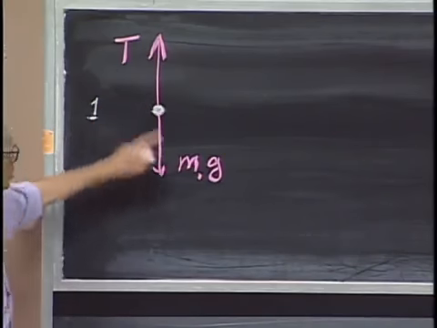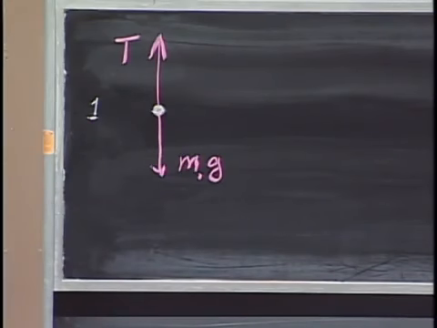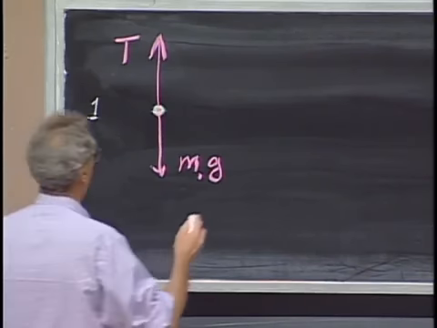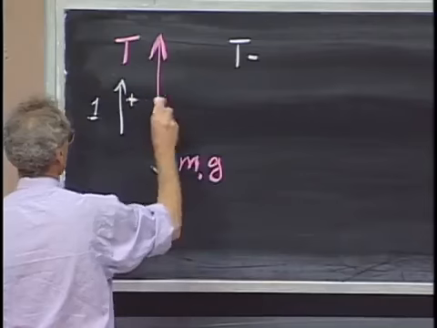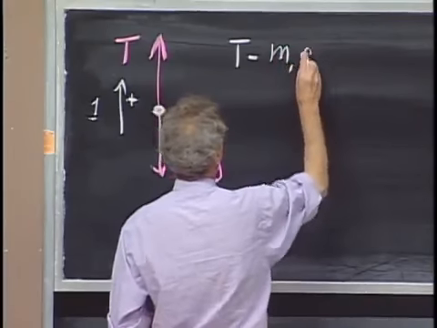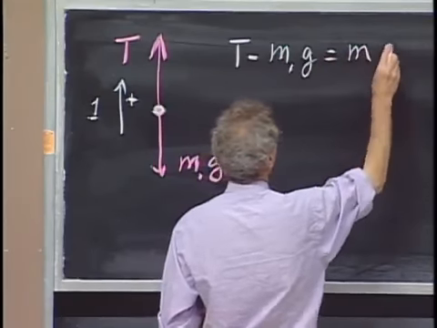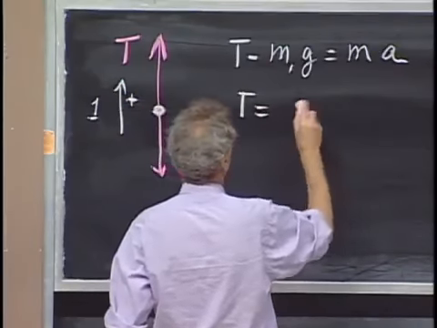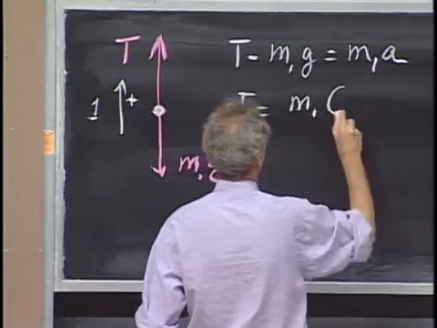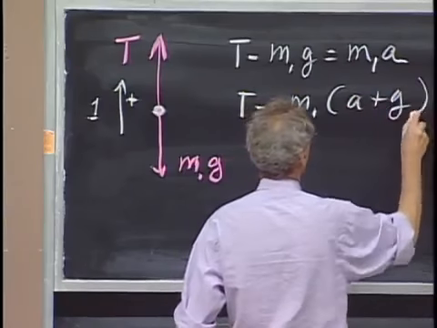Non-negotiable. T better be larger than m1g, otherwise it would never be accelerated up. And we know it will be accelerated up. So what do we get? We get T, I will call this plus direction, by the way, minus m1g equals m times A. So the tension equals m1 times A plus g.